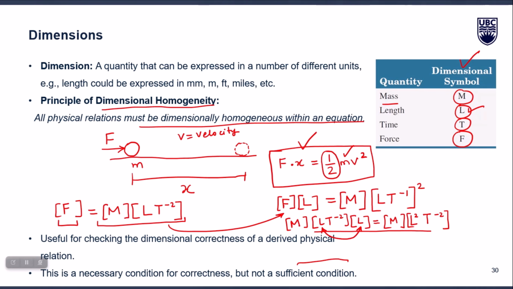So this is a very useful tool to check the correctness of equations and calculations. But obviously, this is not a sufficient condition. A wrong equation can also be dimensionally homogeneous, right? A wrong mathematical equation can also pass that check.